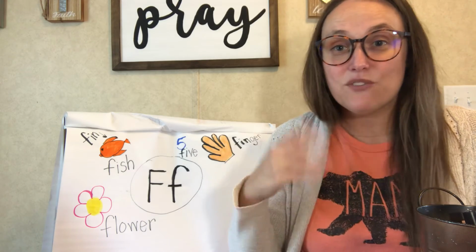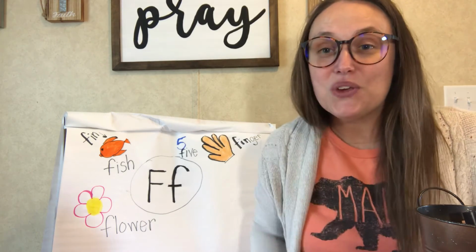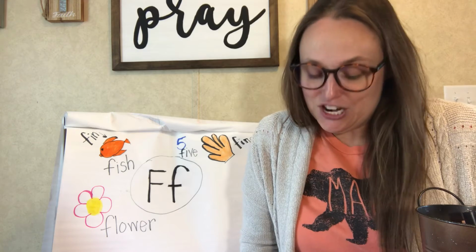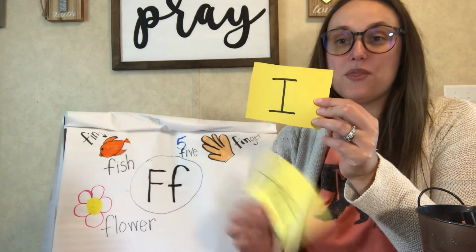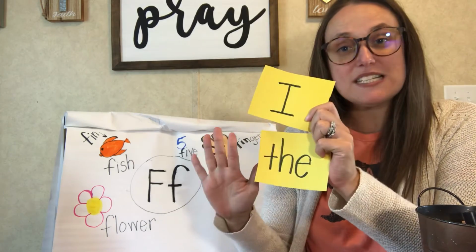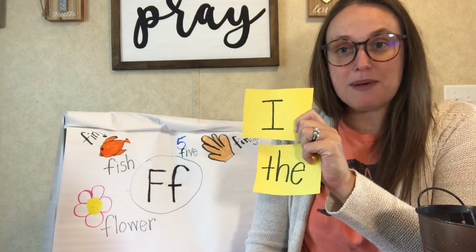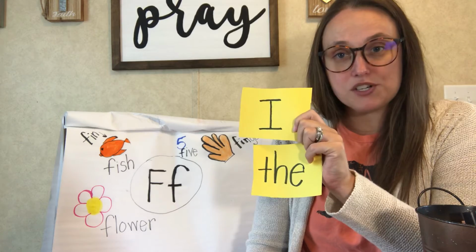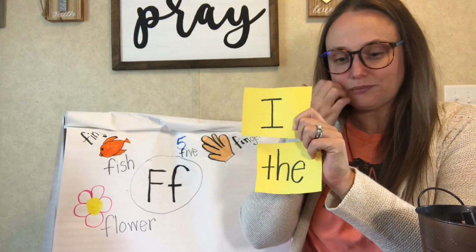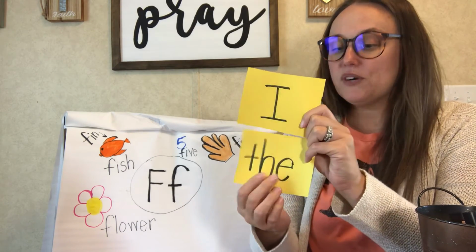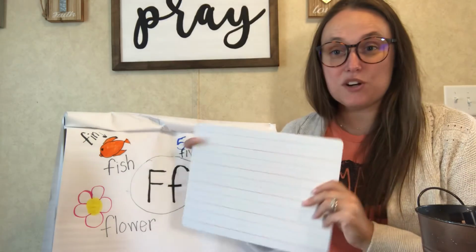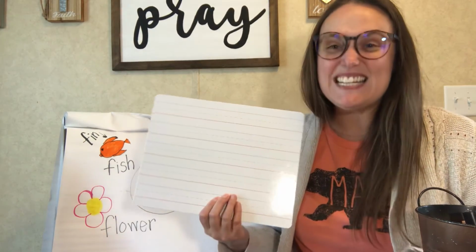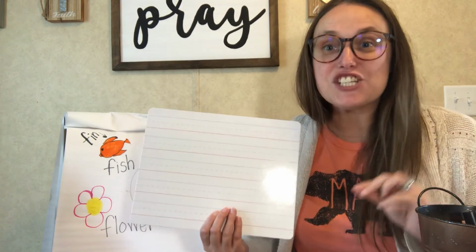If you have different colored markers or crayons, you can use them, and we're going to write the word I, and we're going to write the word the. So you can pause this video and get a piece of paper and crayons or markers and then meet me back here. All right, so we're going to write our sight words using a different color for each letter.